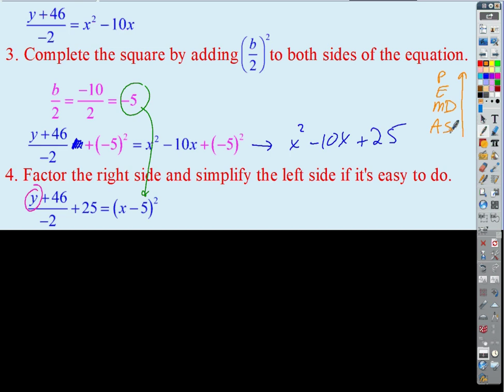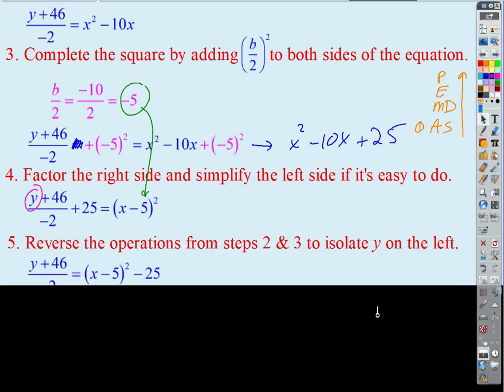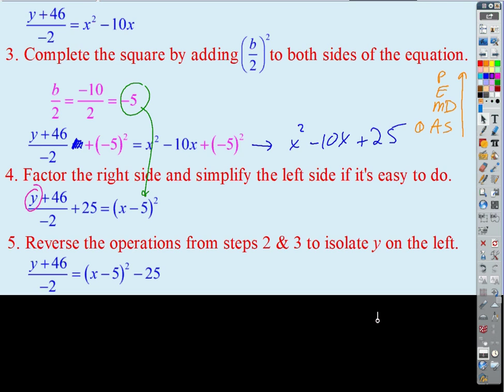What's the first thing? First I have to undo any loose addition or subtraction. Subtract 25. There you go. We're going to subtract 25 first. And that gives us that, right? Okay, so we got through that step. We check that one off.